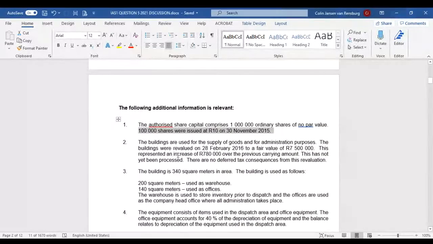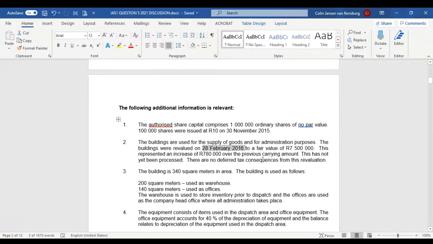Then in the second paragraph, they say the buildings are used for the supply of goods and for administration purposes, right? They say the buildings were revalued on the 28th of February 2016. Let's highlight that. That is the last day of this financial year that we are now reporting on, right? That is important. In other words, it happened during the course of this financial year.